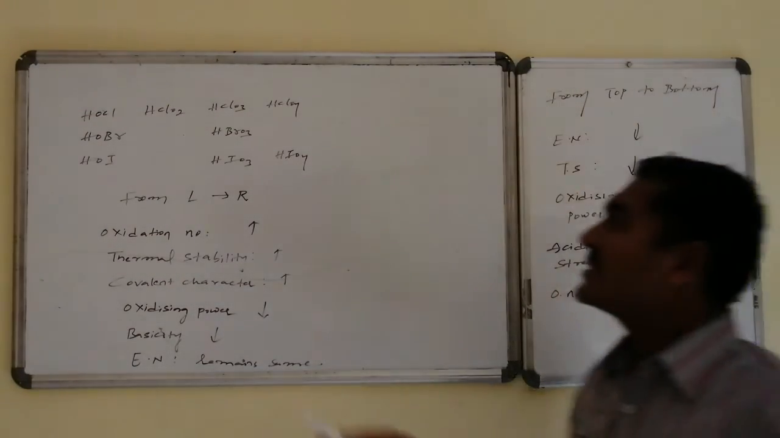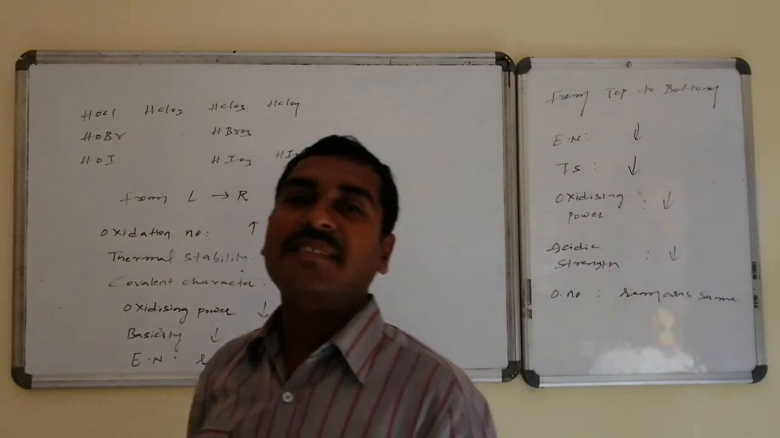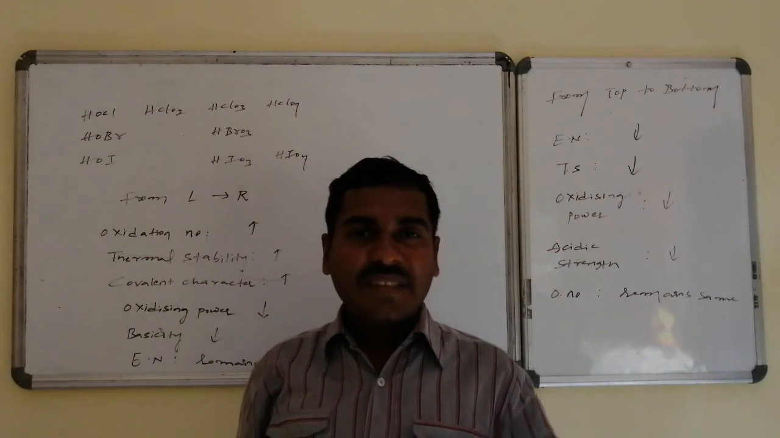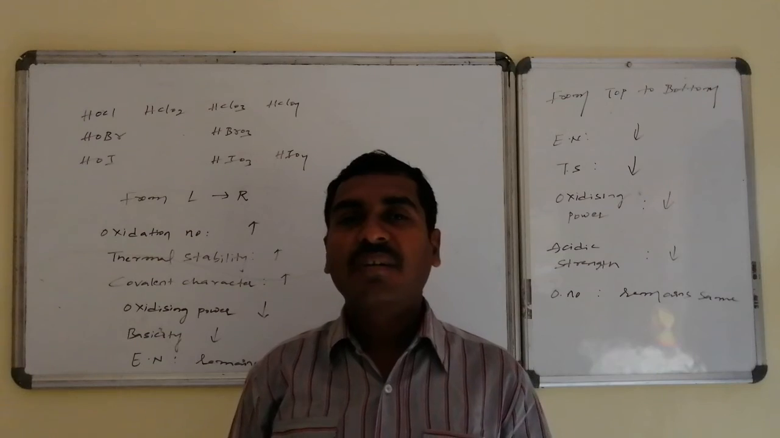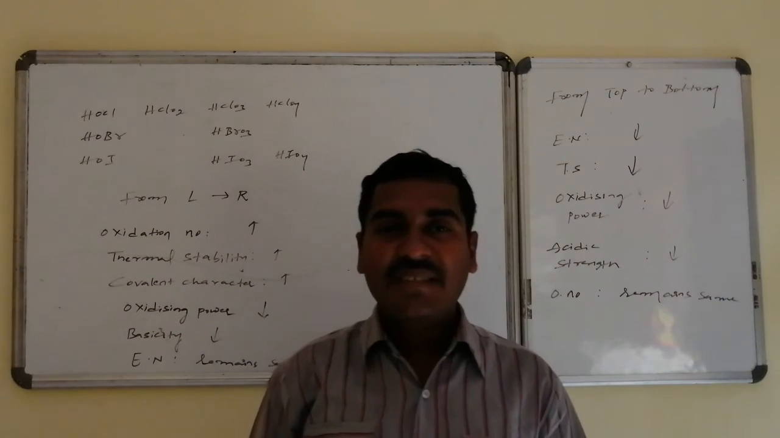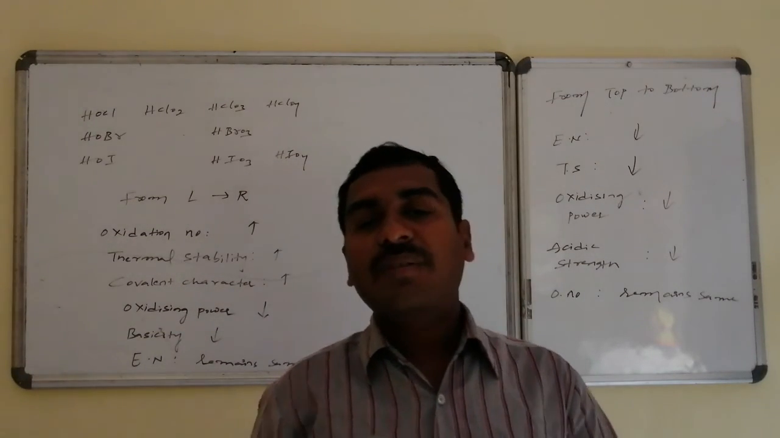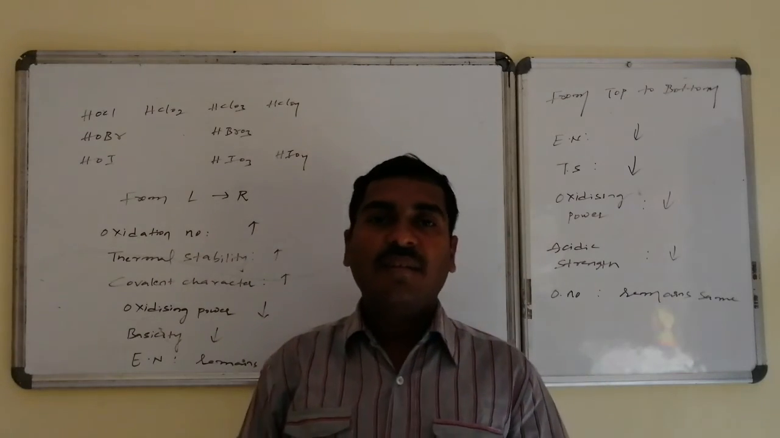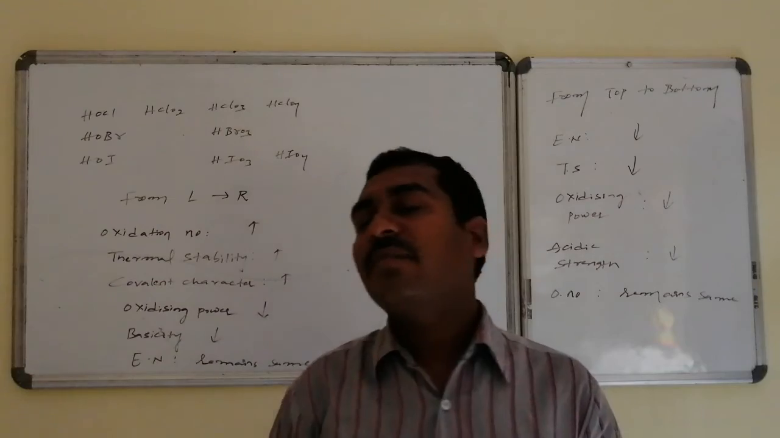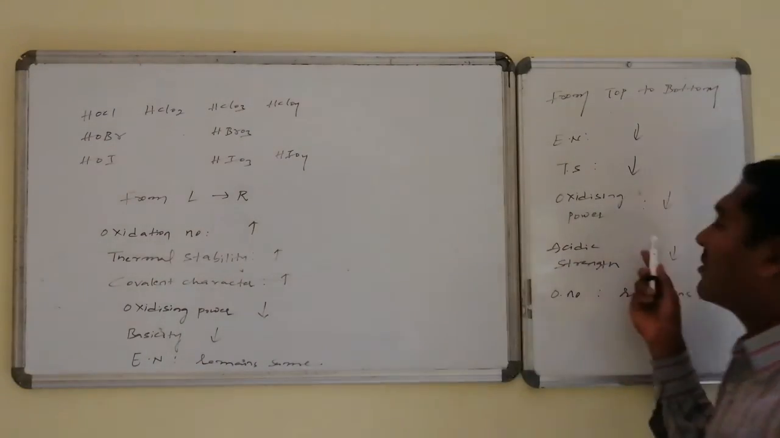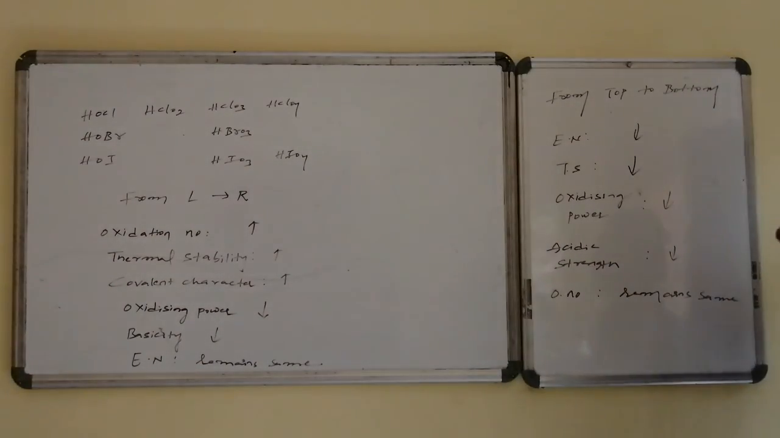Oxidizing power also decreases. HOCl is a strong oxidizing agent compared to the others, because thermal stability is not the only criterion for deciding oxidizing power. It also depends on hydration energy, that is, the hydration of the remaining entity of the molecule after removal of oxygen. Hypochlorous acid is a strong oxidizing agent and the remaining ones are weak, so oxidizing power decreases.